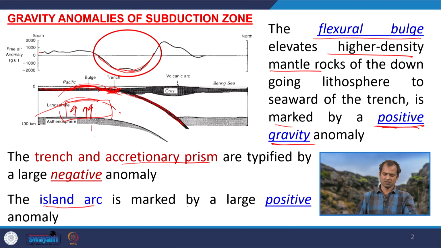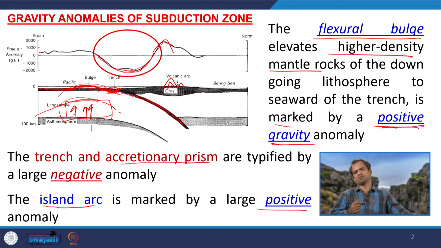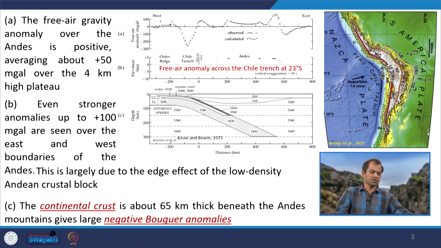The island arc is marked by a large positive anomaly. We have the island arc here, where the volcanoes are, so we are adding mass here. Once we add mass, again we have a positive free air anomaly or gravity anomaly. So, depending upon this deficit and excess of mass along the subduction zone, the gravity anomaly varies. The free air gravity anomaly over the Andes is positive, averaging about plus 50 milligal over a 4 kilometer high plateau.